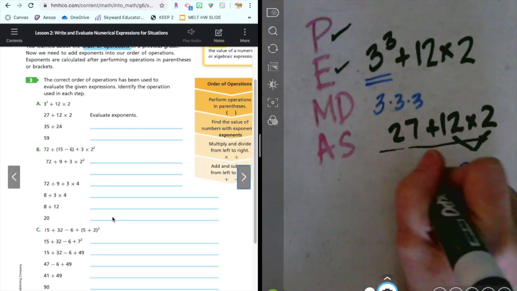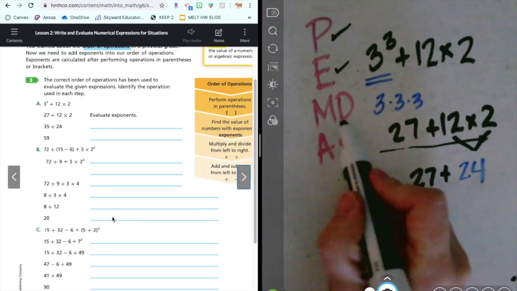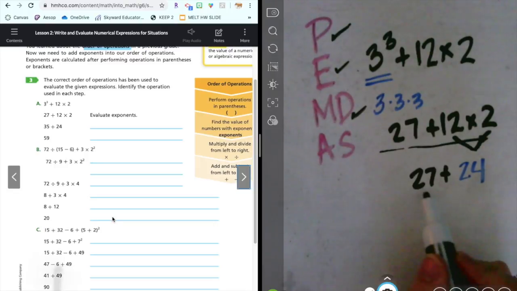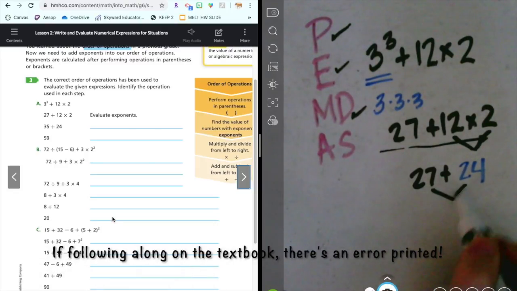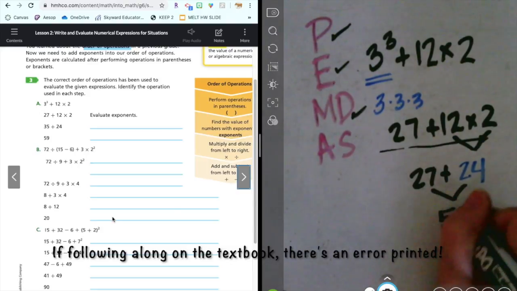Okay, so then we have 27 plus 24. Any more multiplication and division? Done. Okay, well, we only have addition left. So what is 27 plus 24? And we get 51.